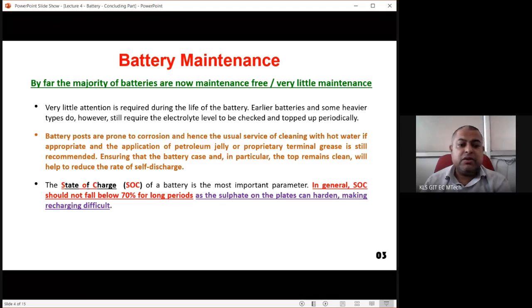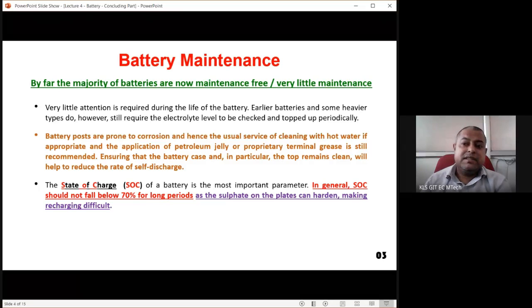In general, SOC should not fall below 70%. Whatever happens, SOC should not fall below 70%. Otherwise, the battery is considered not to be functioning properly, as the sulfate on the plates can harden, making recharging difficult. This is one very important thing: there is something called sulfation. That is a negative, degenerative process that should not happen. If that happens, then SOC falls below 70%. In general, SOC should not fall below 70% for long periods, as the sulfate on the plates can harden, making recharging difficult.